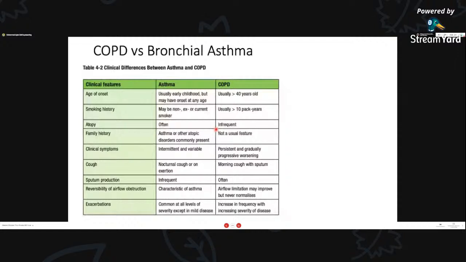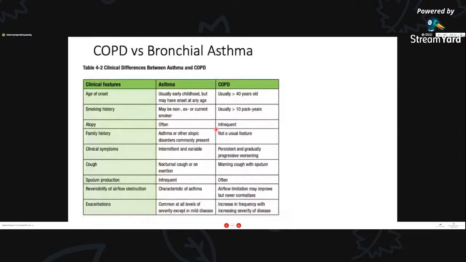Clinical symptoms: asthma is a reversible airway obstruction, hence the symptomatology is intermittent and variable, as compared to COPD, where the obstruction is non-reversible and progressive in nature. So COPD will always run a gradually worsening course of disease, whereas asthma has a variable course.